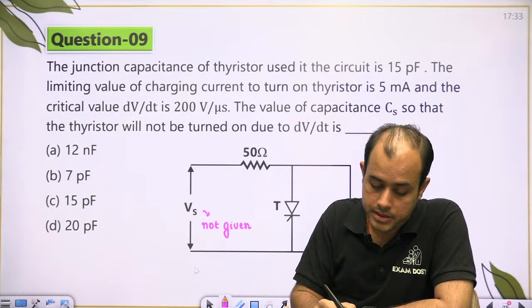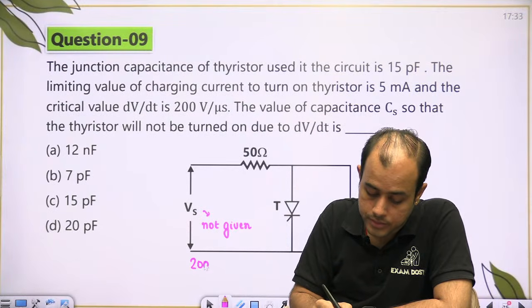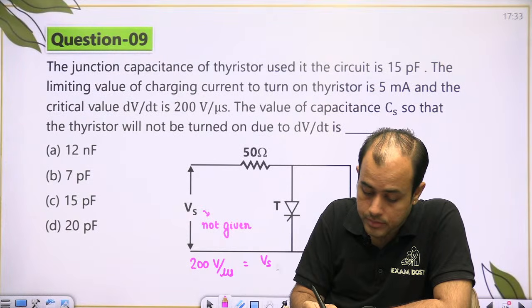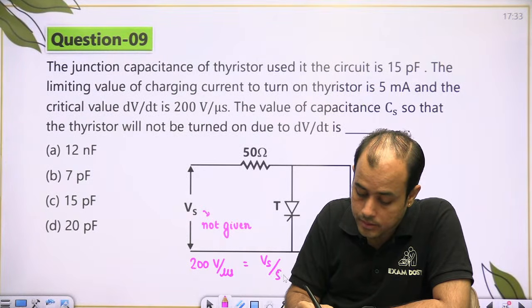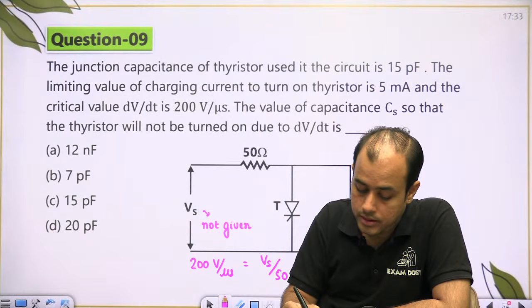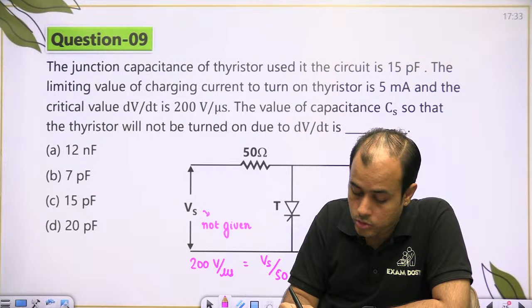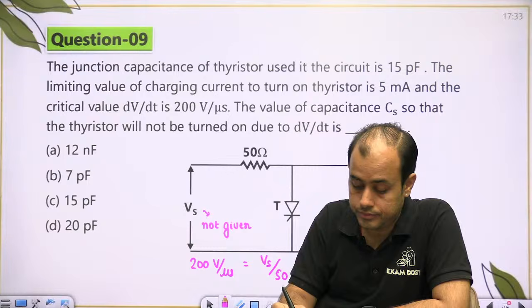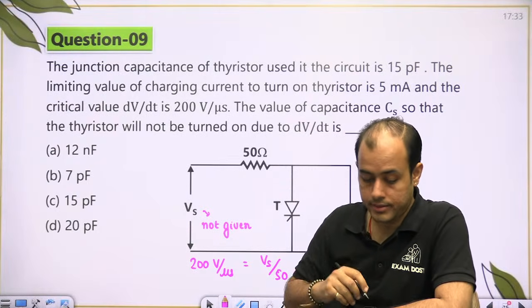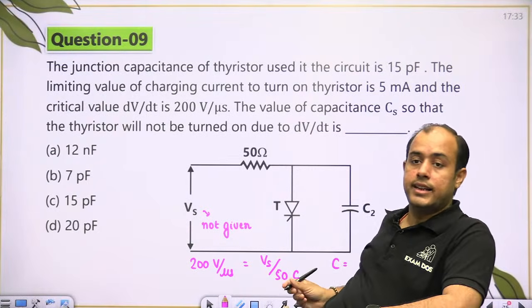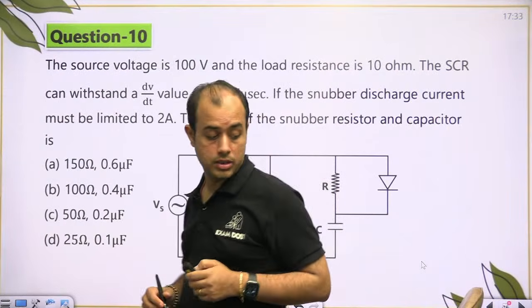यहाँ पे ना यार ये डेटा मिसिंग है, मेरे पास वैल्यू तो नहीं है. 200 वोल्ट पर माइक्रो सेकेंड should be Vs by 50. So C will be Vs by 50 into 200, 10,000. Okay. माइक्रोफैरेड. तो ये चीज मिसिंग है, डेटा आपको यहां से सॉल्व करना होगा.